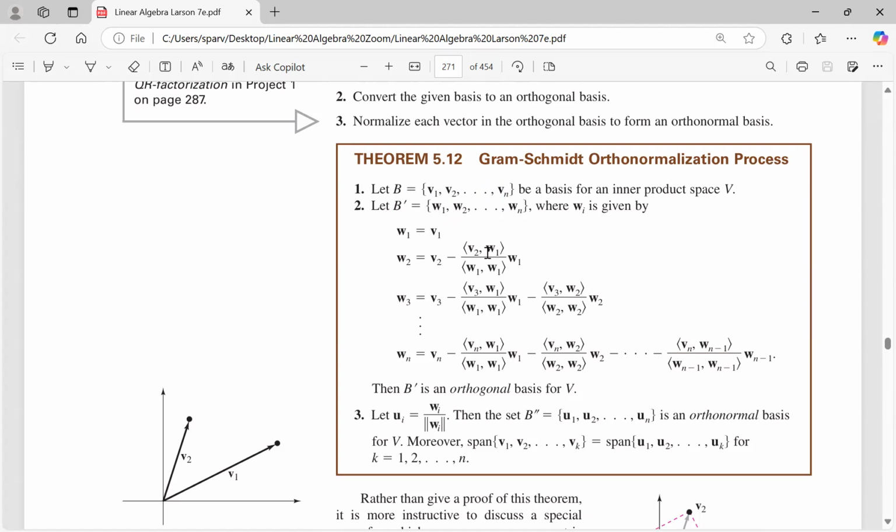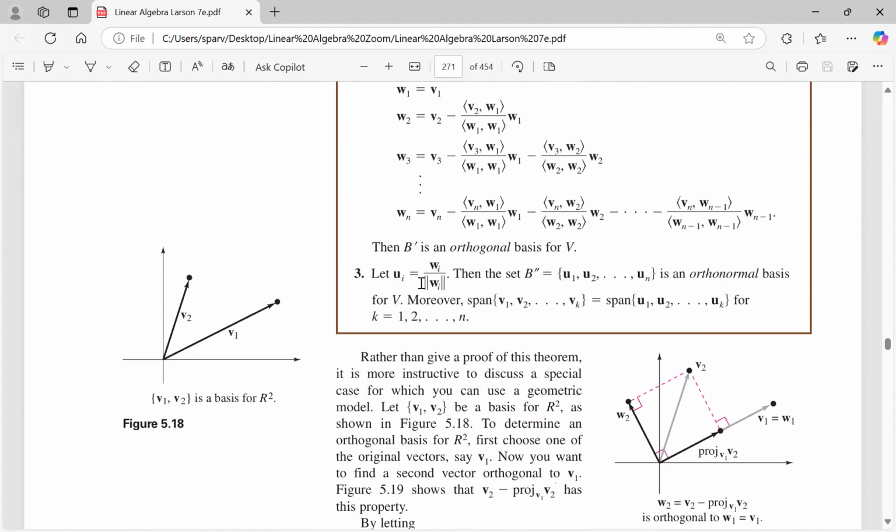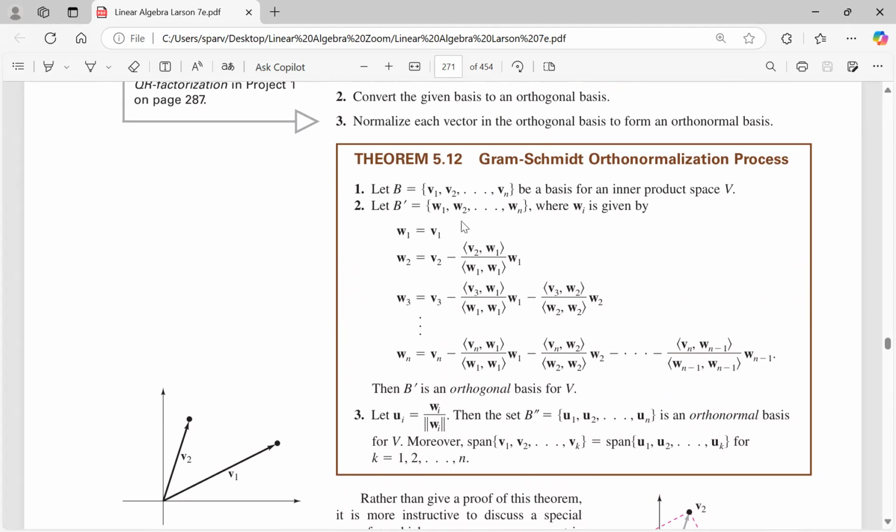Number two, we need to convert this basis B, the set with these vectors, to an orthogonal basis. So first part is to turn them into orthogonal. How do you do that? That's step 2. And this shows how. We'll do an example in a moment. We turn it into an orthogonal set, and then we need to normalize them, meaning make every one of the vectors in this set, W1 through Wn, unit length. This is the orthogonal set.